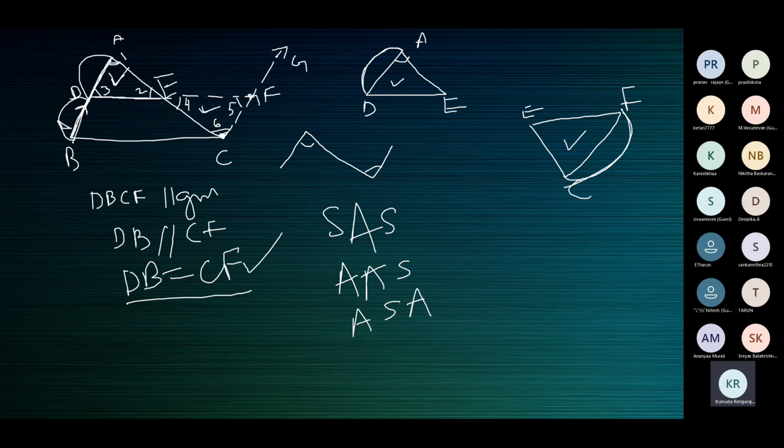You can also say that the parallel lines are AB and CG and the transversal is AC. Transversal is what is important. Transversal AC. Angle 1 is equal to 6. Alternate interior angles are equal. Then somebody said angle 2 is equal to angle 4. Vertically opposite angles are equal.